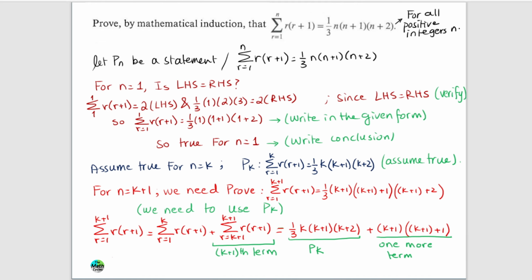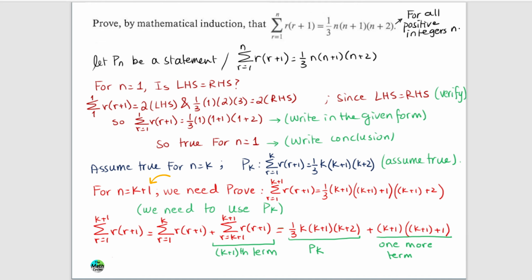Now, second step, assume true for n equals k, and here you need to copy paste the given statement and replace n by k. Now, I'm going to use the answer for Pk later in the next step because whenever I see summation of r from 1 to k of r into r plus 1, I know that the answer of this piece is equal to 1 over 3k into k plus 1 into k plus 2.